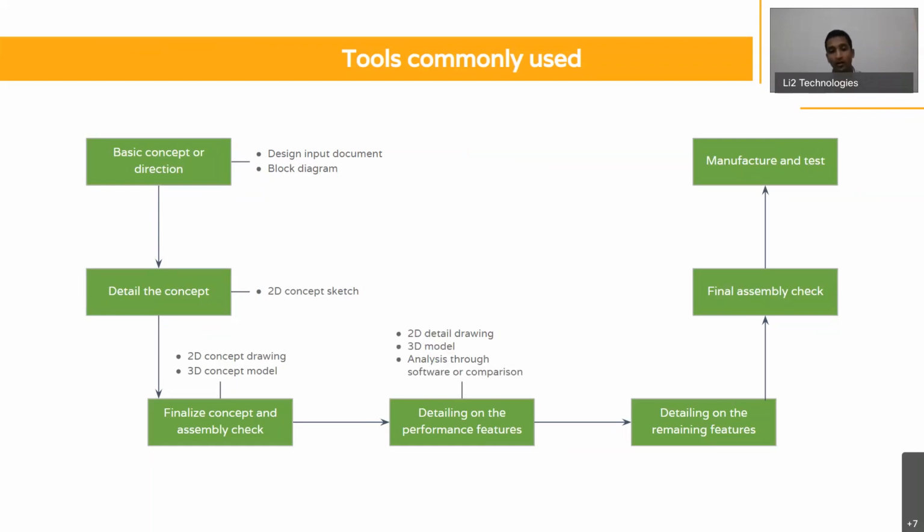For detailing on the performance features, quite often we use detailed drawings, or 2D detailed drawings, or 3D models, or you can also assist it with some amount of analysis through a software or through comparison. Because as you're updating your design, suddenly you find, okay, maybe the wall thickness in this area is less. I should increase it. So these kinds of details can also come through your analysis. So you need to go through that stage where you do a study during your design.